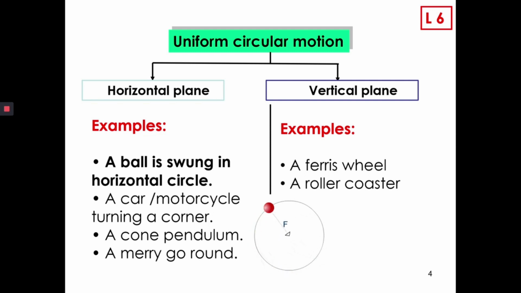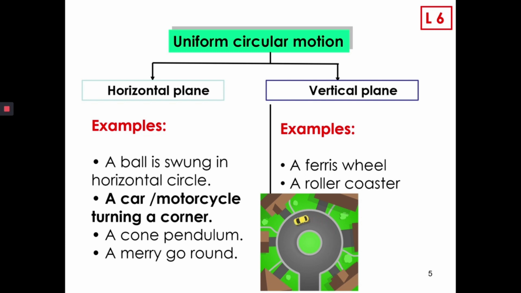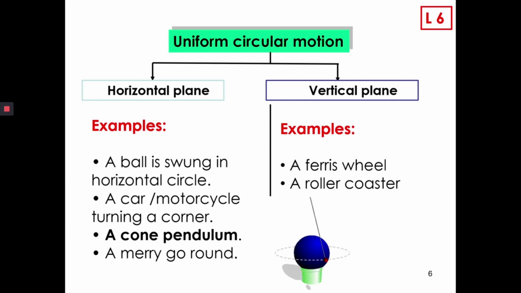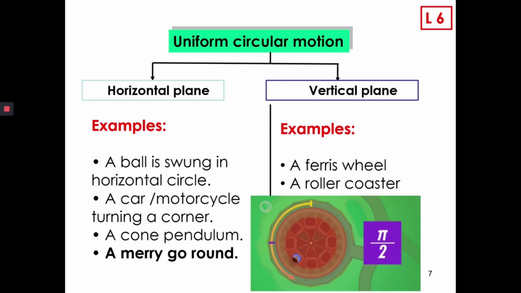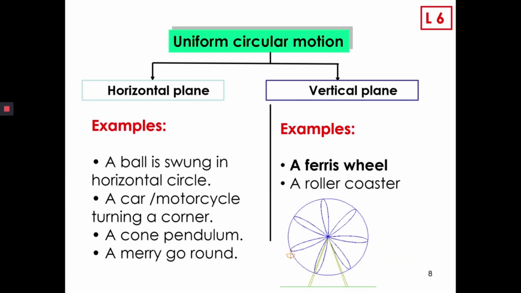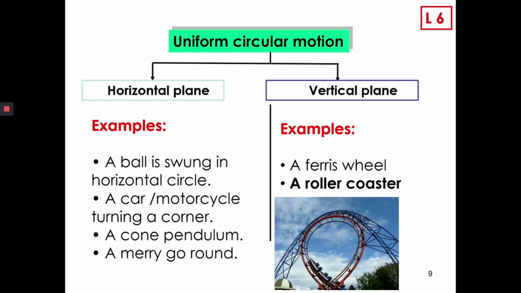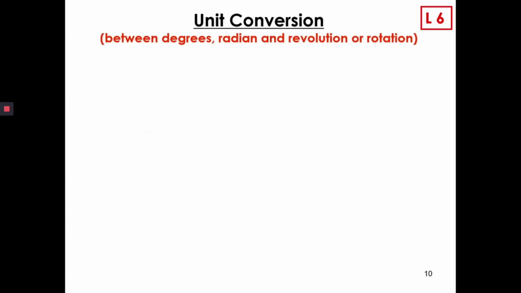Uniform circular motion is divided into two planes, horizontal plane and vertical plane. First example is a ball swung in a horizontal circle. Second, a car or a motorcycle turning a corner. Third, for horizontal plane, a cone pendulum. And last example for horizontal plane is a merry-go-round. While for vertical plane, first example is a Ferris wheel. Second is a roller coaster.